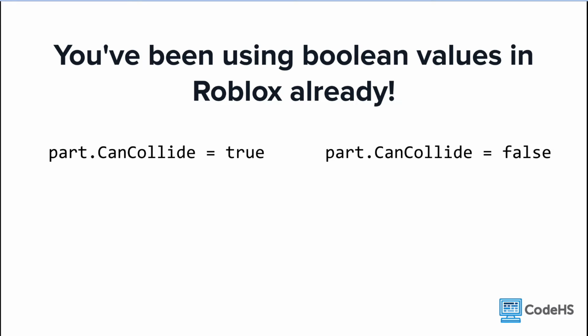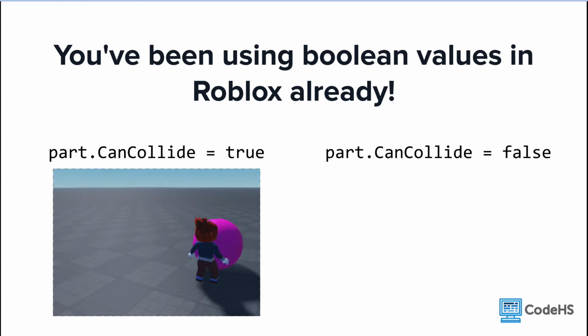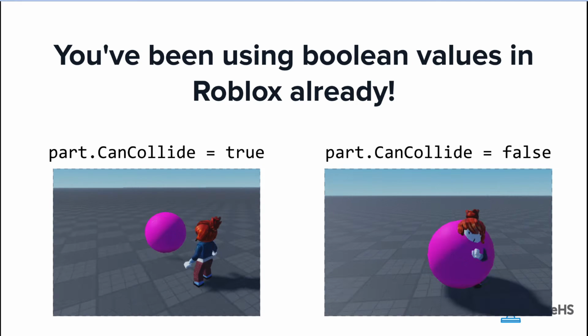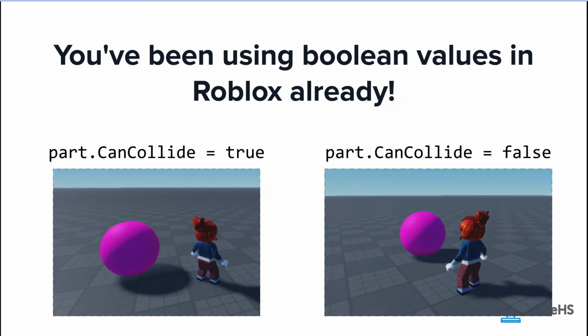You've actually been using Boolean values in many of your Roblox programs. For example, you have set a part's CanCollide property to both true and false. True enables the character and other objects to collide with the object. And false means that players and other objects will not collide with it. They will go straight through the part.